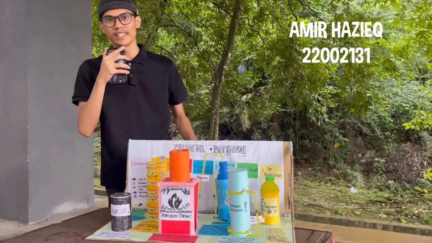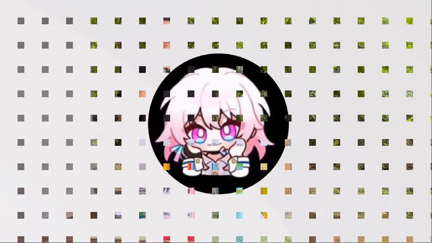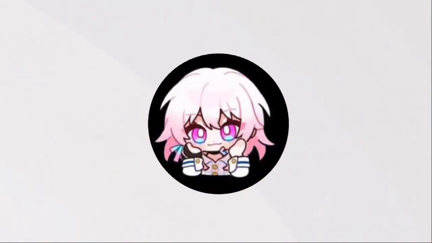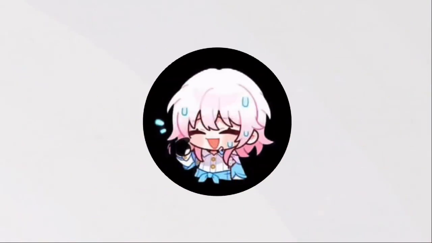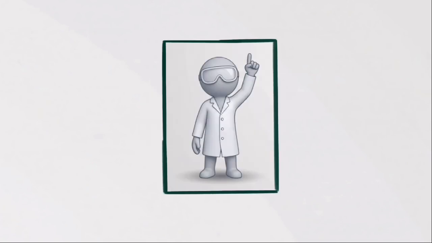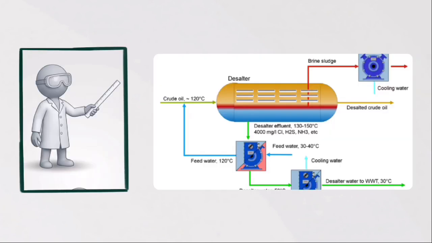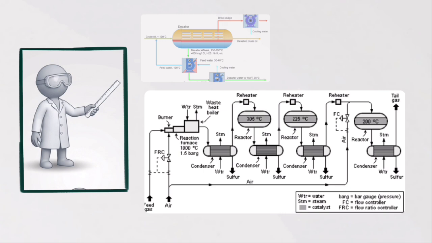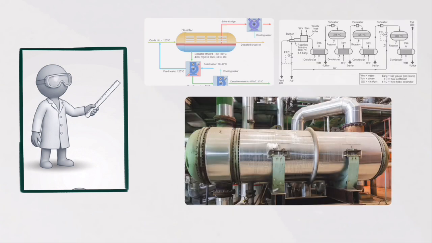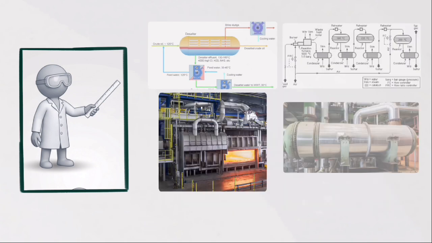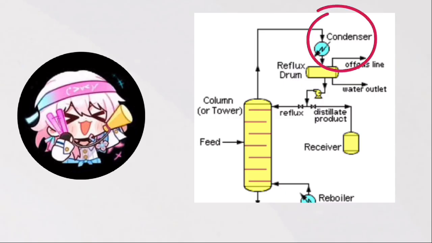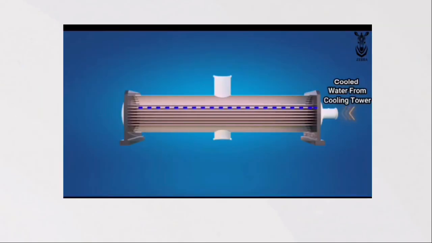Nothing goes to waste. Amir, after watching your presentation, I'm curious about the equipment used. Well, I'm glad you asked. The desalter removes salt content, the Claus equipment removes hydrogen sulfide, the heat exchanger recovers heat from product, and the furnace generates thermal heat for the process. What about the condenser at the top? That cools the rising vapors and turns them back into liquid fractions.